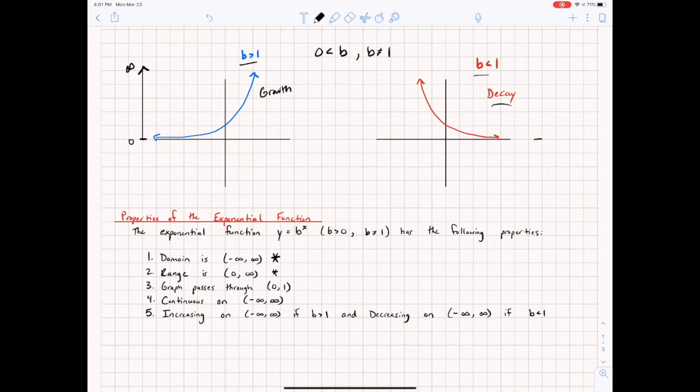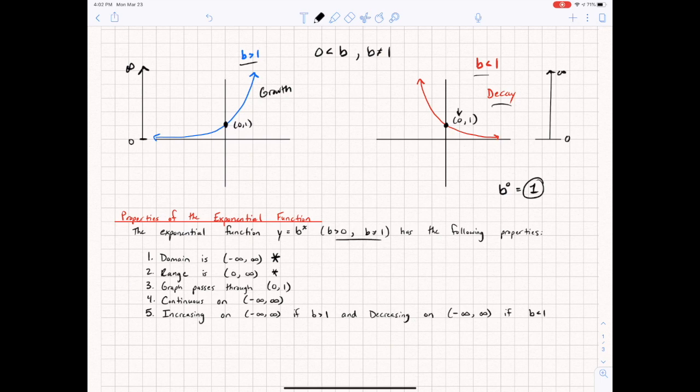This is the same thing even if b is less than 1. This graph rises all the way to infinity, but falls down to 0 and never touches it. In both of these cases, when we're dealing with just the basic exponential function b to the x, these graphs will always pass through 0, 1. This makes sense because if you plug in 0, anything to the 0 is always 1. It doesn't matter what the base is, especially under these constraints for b.